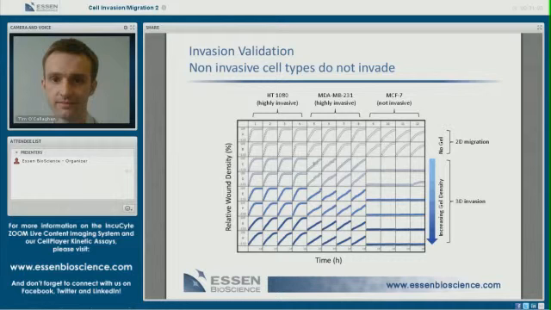An assay such as this could be used to determine the epithelial to mesenchymal transition of cells within an assay format.